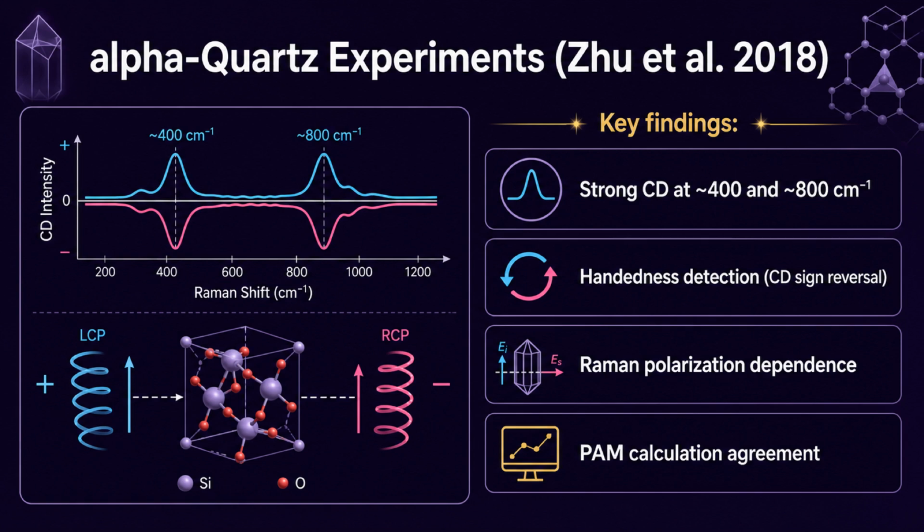Zhu and colleagues in 2018 demonstrated chiral phonons in the 3D chiral crystal alpha quartz. They observed strong phonon circular dichroism in infrared absorption at around 400 and 800 wave numbers. Crucially, the CD sign reversed between left-handed and right-handed quartz crystals, confirming the structural origin of phonon chirality. Raman spectroscopy showed polarization-dependent intensity, and calculated phonon angular momentum agreed with experimental CD spectra.